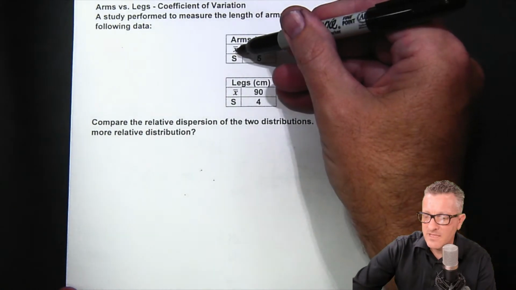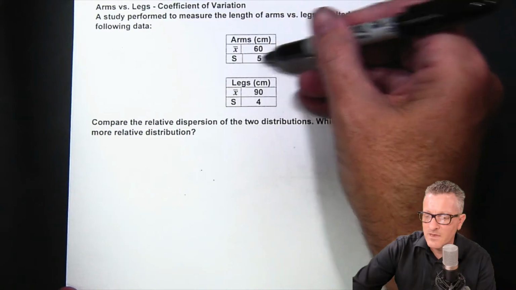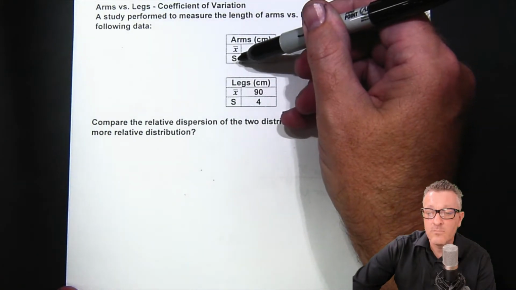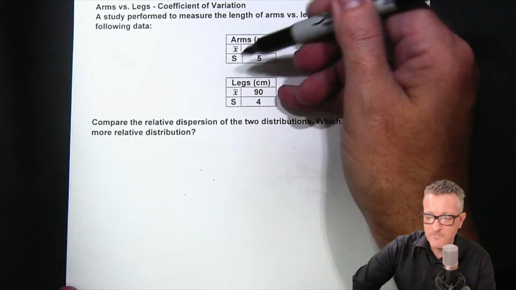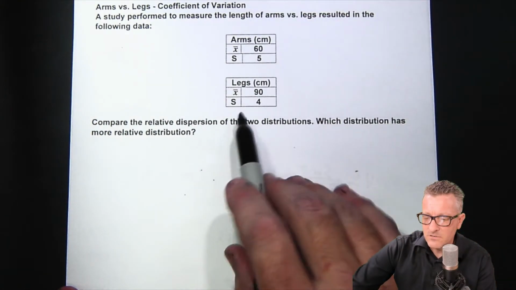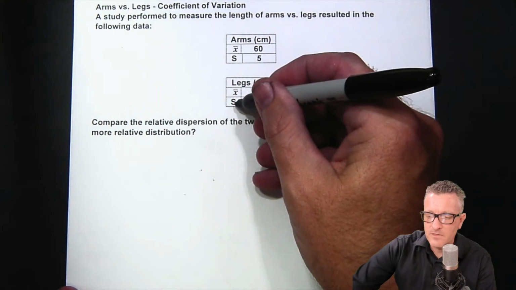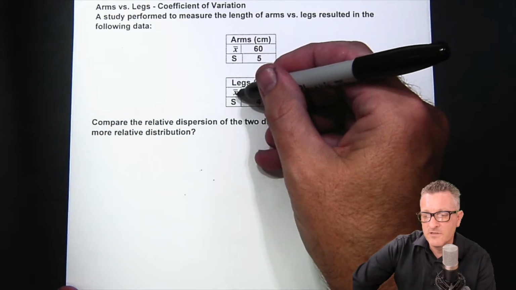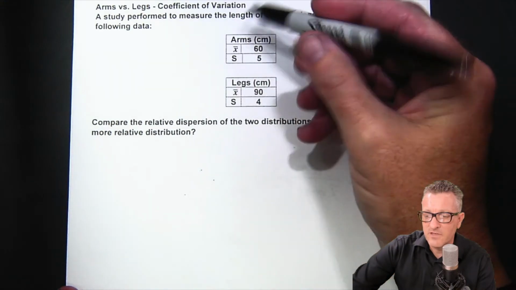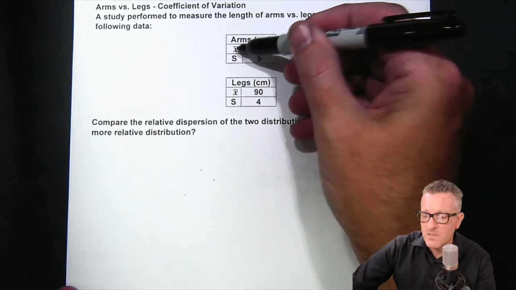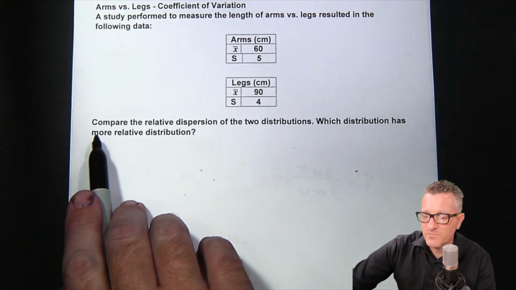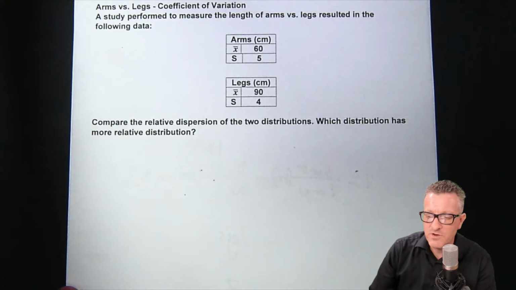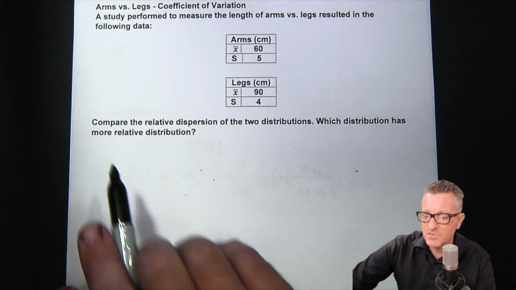This is the mean, and that's the sample standard deviation. Now you could use this whether we're using sample data or population data. It doesn't really matter. You would just use the population standard deviation, and you use mu instead of the sample mean. It says compare the relative dispersion of the two distributions, so we want to see which one has more spread, more relative dispersion.